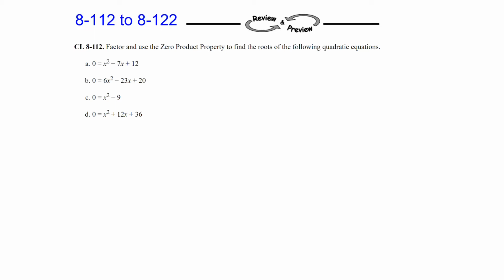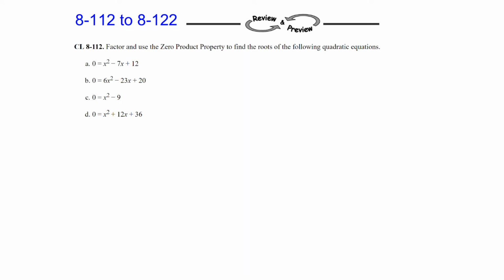Welcome to the closure questions from Chapter 8, 112 to 122. Factor and use the zero product property to find the roots of the following quadratic equation. Once again, remember the word roots. We're looking for where the graph crosses the x-axis. So we're looking for the x-intercepts, also called zeros.